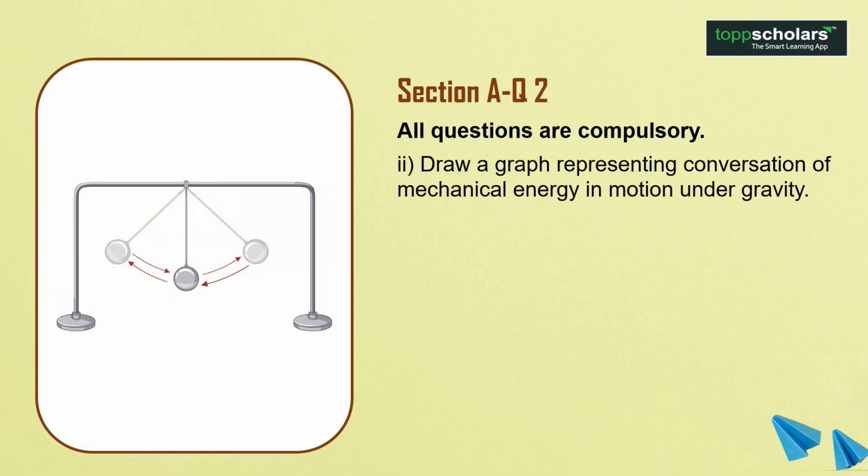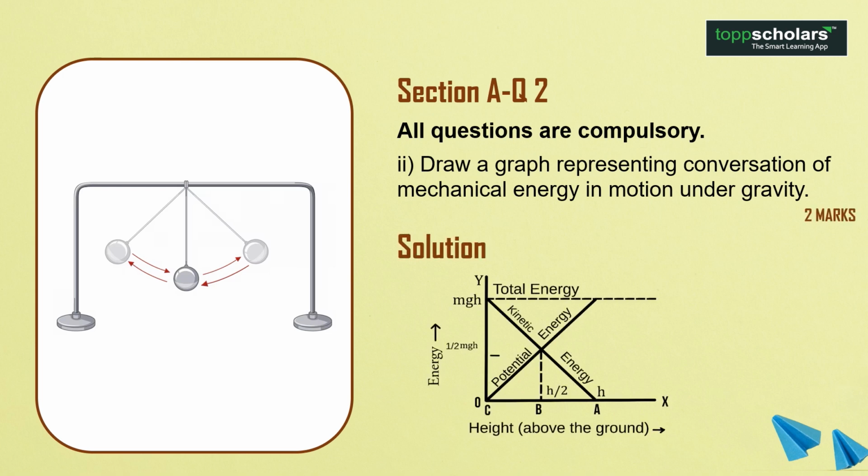So let's have a look at the next question. It says, draw a graph representing conversion of mechanical energy in motion under gravity. So here is the graph. You can see on the graph we have the x-axis and the y-axis. On the x-axis we have the height above the ground, and on the y-axis we have the energy. So this graph represents the conversion of mechanical energy in motion under gravity. Please make a note of this.